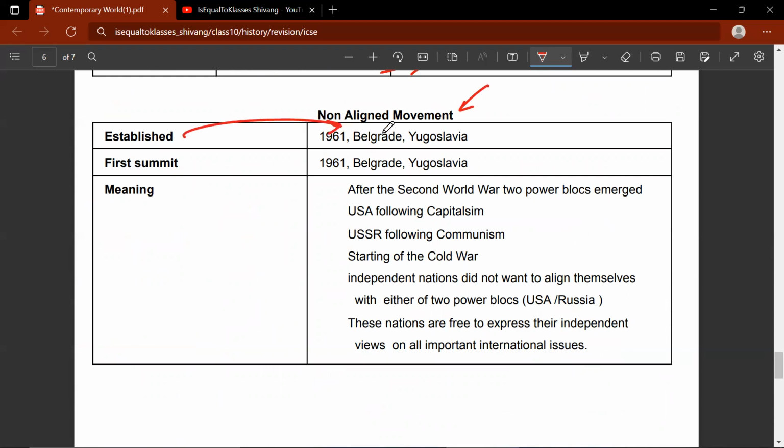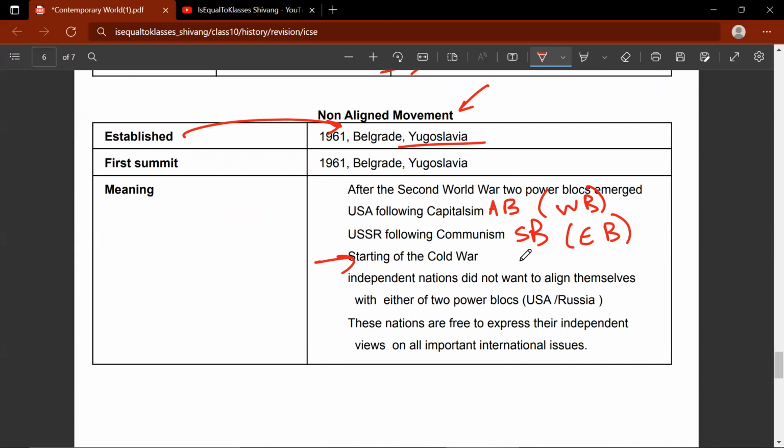Established in 1961, Belgrade, Yugoslavia. First summit was in 1961, Belgrade, Yugoslavia. After the Second World War, 2 power blocks emerged, the USA following capitalism and the USSR following communism. So this was the American bloc, and this was the Soviet bloc. This is also known as the West bloc, and this is known as the Eastern bloc. With the starting of the Cold War, independent nations did not want to align themselves with either of the 2 power blocks.